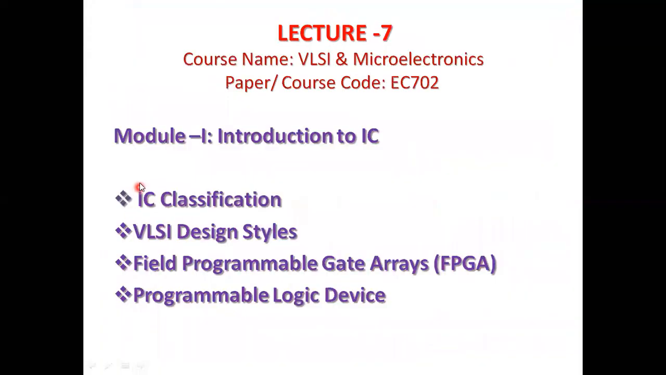The next slide brings us the lesson plan of this particular lecture. Lecture number 7, the course name is VLSI and Microelectronics, and the course code is EC702. So we are in module number 1, Introduction to ICs, and we will be studying today IC classification, VLSI design styles, field programmable gate arrays, FPGA, that is a short form of field programmable gate arrays, and also the programmable logic devices, that includes the PAL and the PLA. So let us start the lecture number 7.